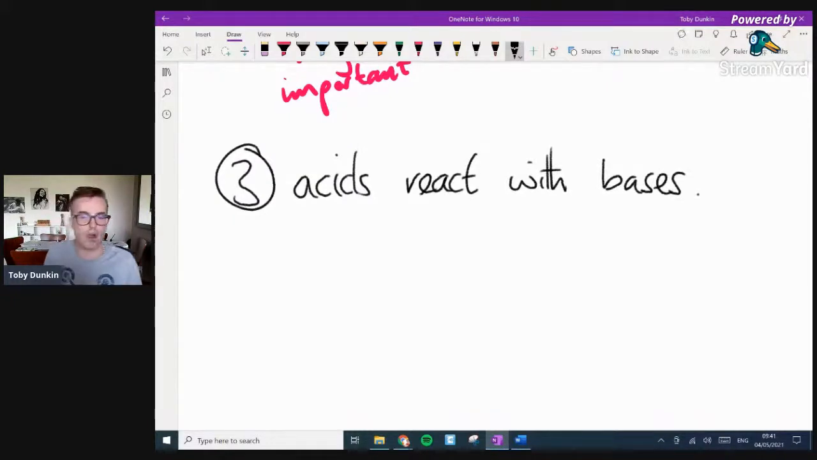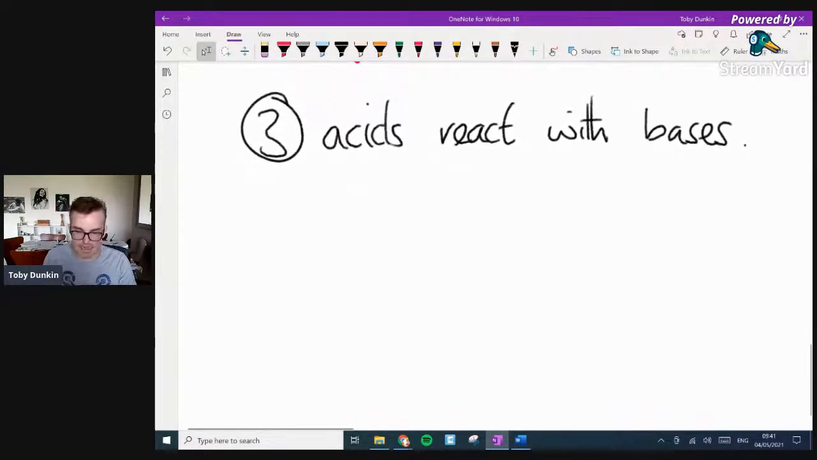Now, this is actually a really odd one because some students often ask me, how do you know if something is an acid or a base? And the answer is you react it with something. You have to actually do a chemical reaction to see if something is acidic or basic. You can use an indicator, but it's reacting with the indicator. It's changing the indicator's color. So it is actually a reaction. So they're reacting with bases.